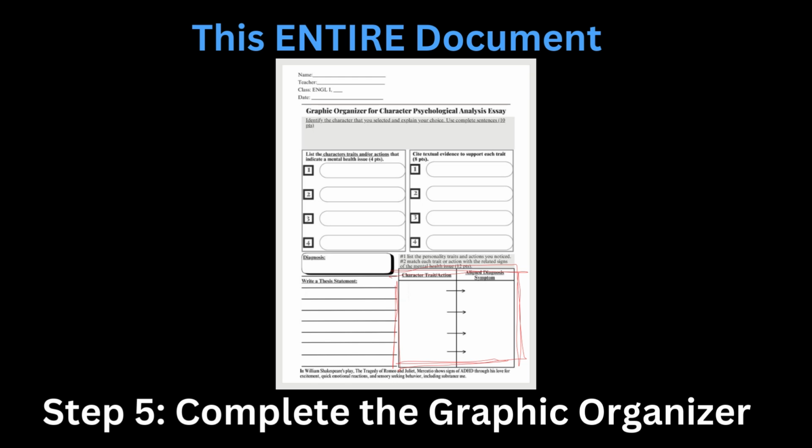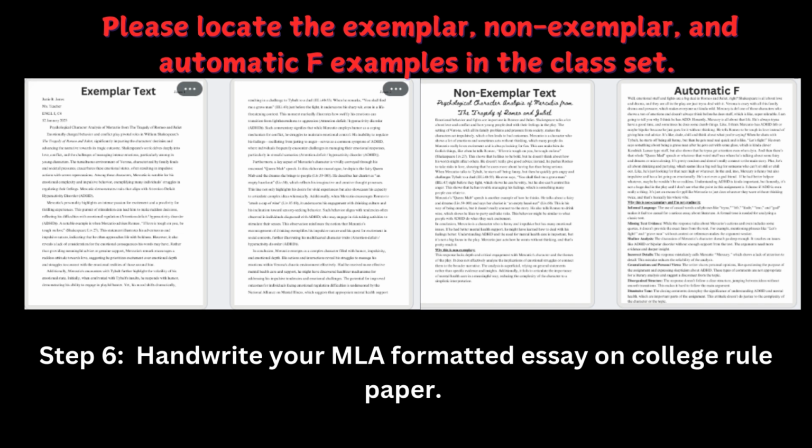Step 6. Write your MLA formatted essay. Finally, you'll write a 3 to 4 paragraph essay in MLA format. Your essay should include an introduction. Introduce your character and their diagnosis. A body paragraph.